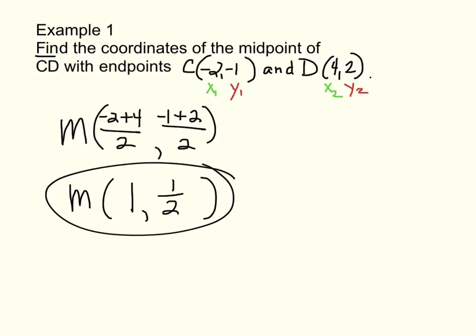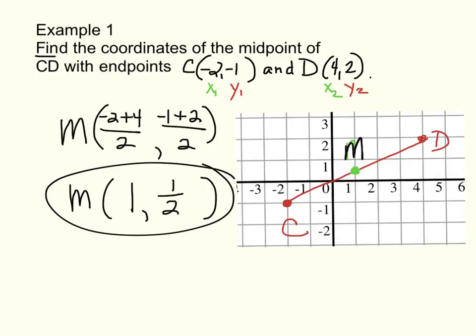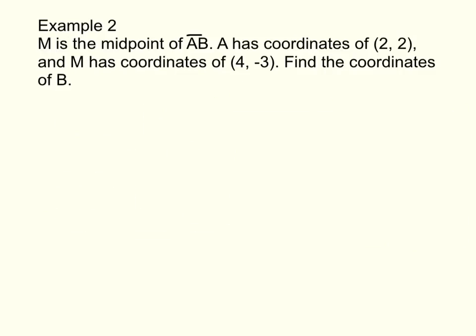Find the average of both x values: you add them together and divide by 2, then add your y values together and divide by 2. Now, you don't need to write any of this down, but I wanted to show you that if you graph this, C was at (-2, -1) and D was at (4, 2). If we graph our midpoint, (1, 0.5), you'll notice it's halfway between C and D. All right, so let's look at example 2.